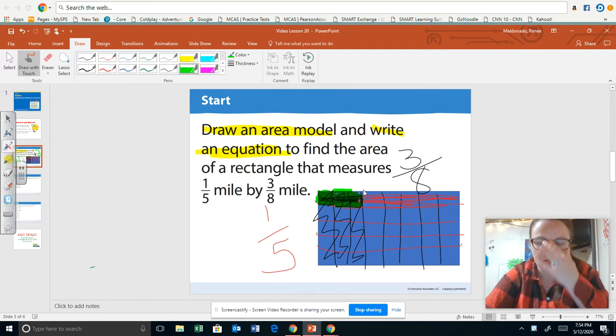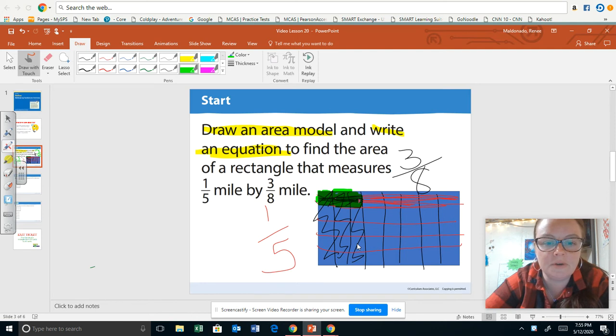Okay. So now what that means is the area here would be 3 parts out of 40 total. I know my denominator is going to be 40 because there's 40 total parts. If there's 5 rows of 8, 5 times 8 is 40. So there's 40 total parts.